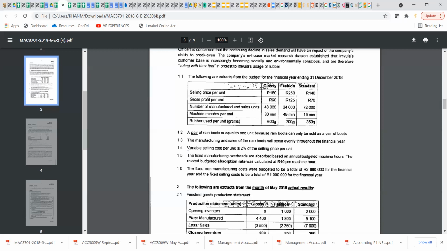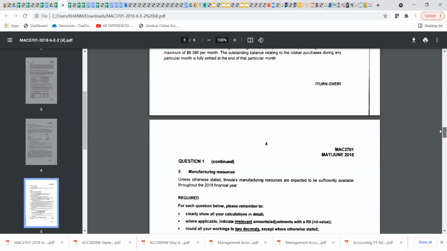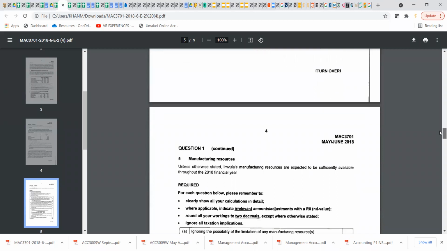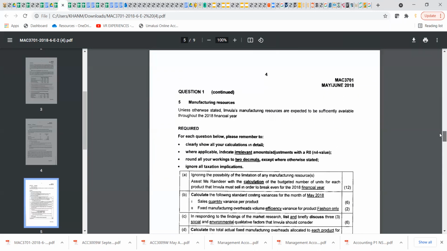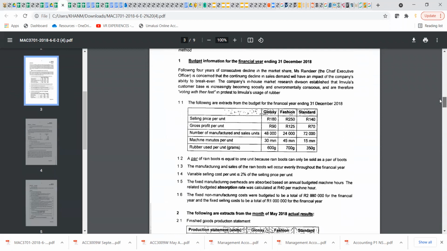Okay, so let's answer 1.1, question 1. So question 1, we're only going to use that information. So ignoring the possibility of the limitation, assist Ms. Reindeer with the calculation of the budgeted number of units for each product that Imvula must sell to break even for the 2018 financial year. Okay, so let's have a look.